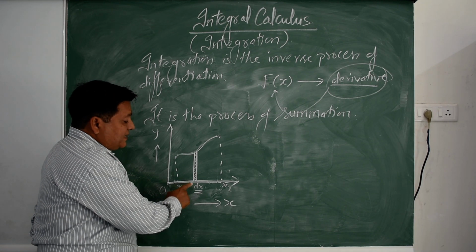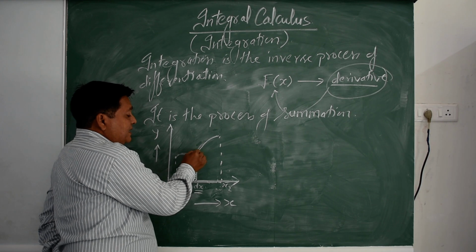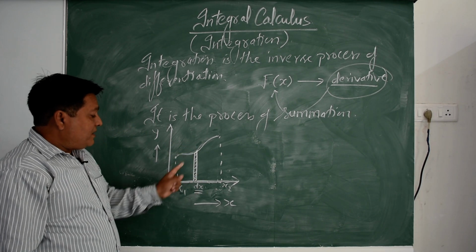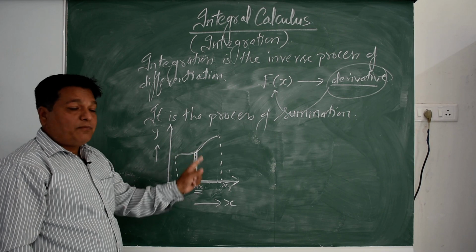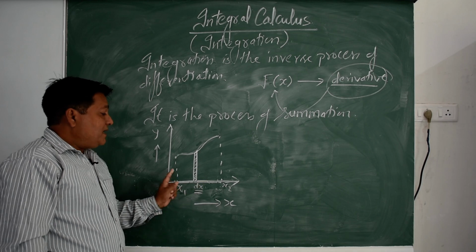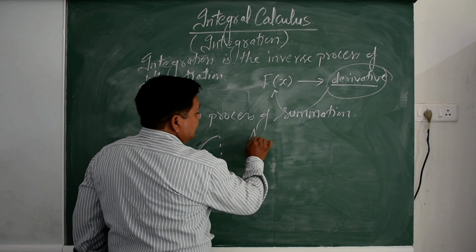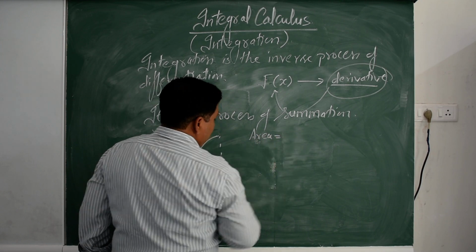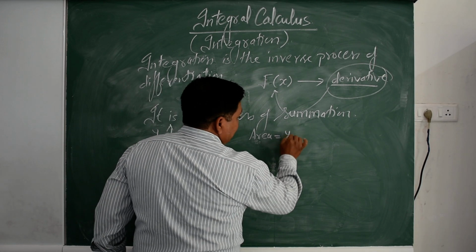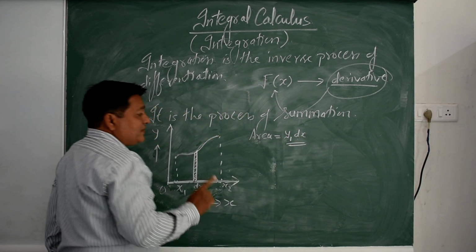We first determine the area of this one strip. Here, the height-wise there may be differences in the height: y1, y2, y3, y4 up to yn. If n parts are there, it will be n. So the area of this small strip can be considered as length into width, that is y. If I consider y1, then y1 into dx gives the area of a single strip.